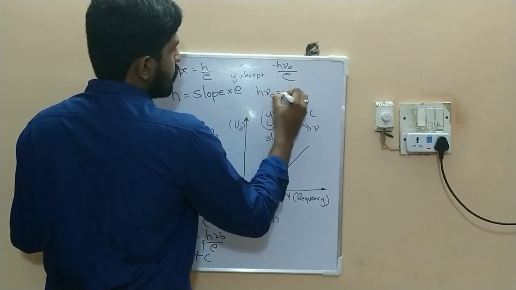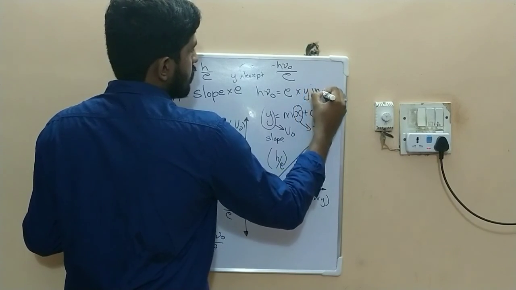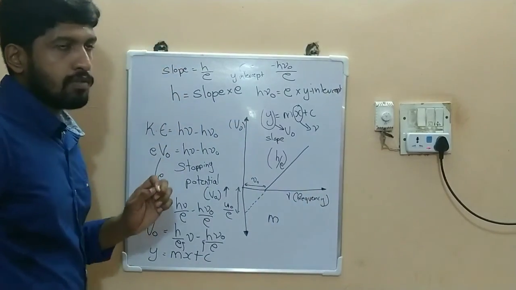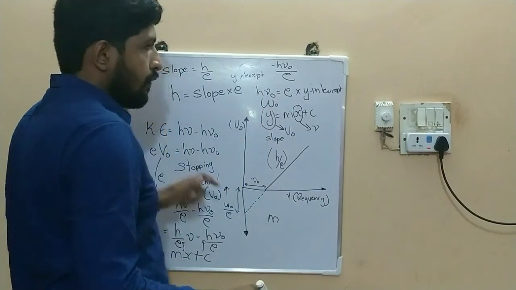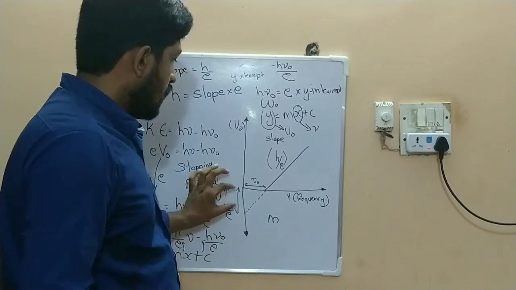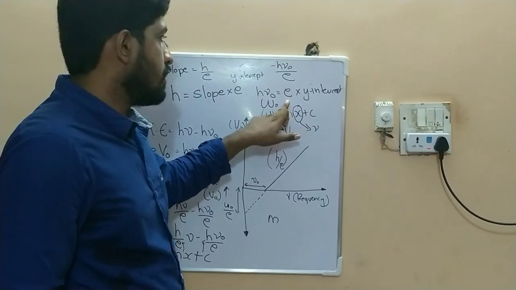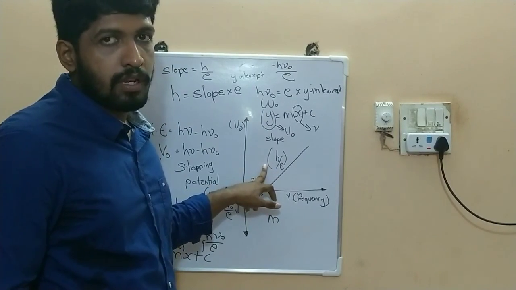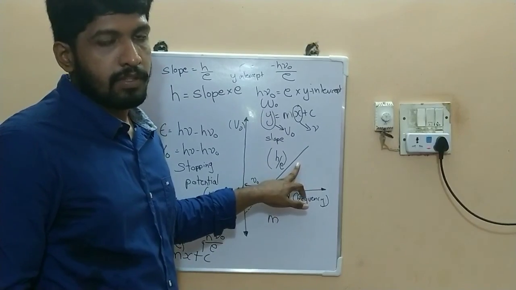So h into nu 0 will be equal to e into the y-intercept. So e into nu 0, that is h into nu 0, is equal to the work function. From this graph we can calculate the work function by calculating the y-intercept and multiplying it with the small e, the charge. And we can also get Planck's constant by multiplying the slope of the graph with e, the charge of the electron.